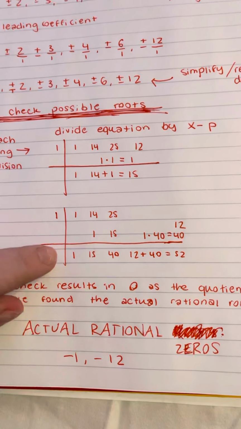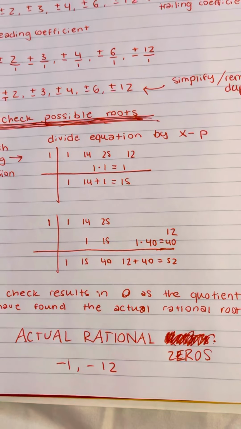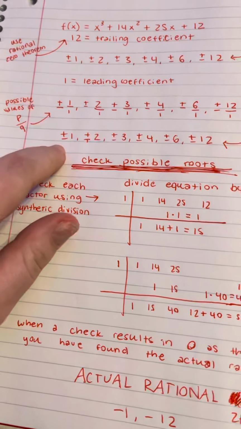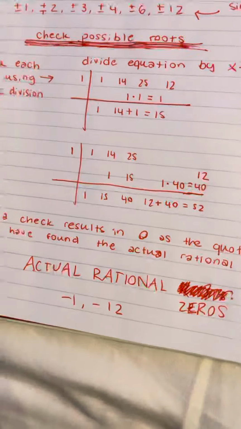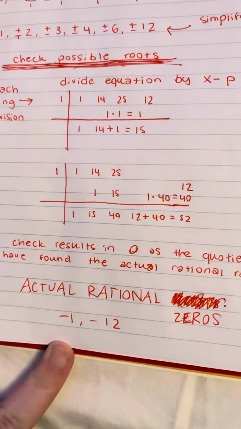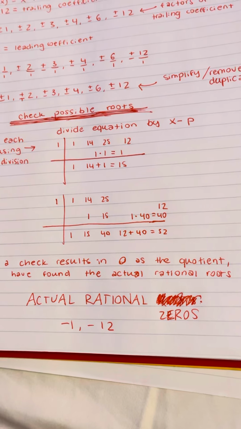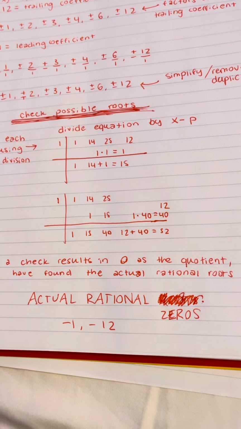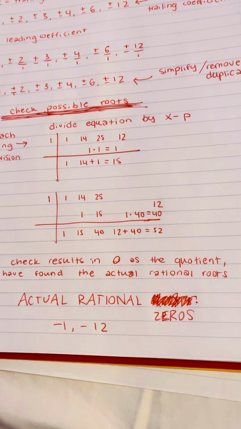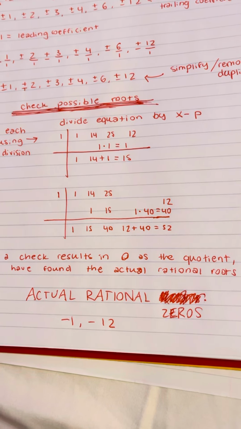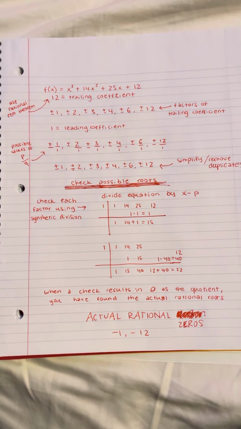for 1, and 1 is not an actual zero. But if you go through and check all of these values, both the positive and negative of each number, then you will find that negative 1 and negative 12 are the actual zeros. You will know this if the quotient of the check equation is equal to 0. If it's not equal to 0, then that means it's not an actual zero. So the actual zeros of this equation are negative 1 and negative 12.